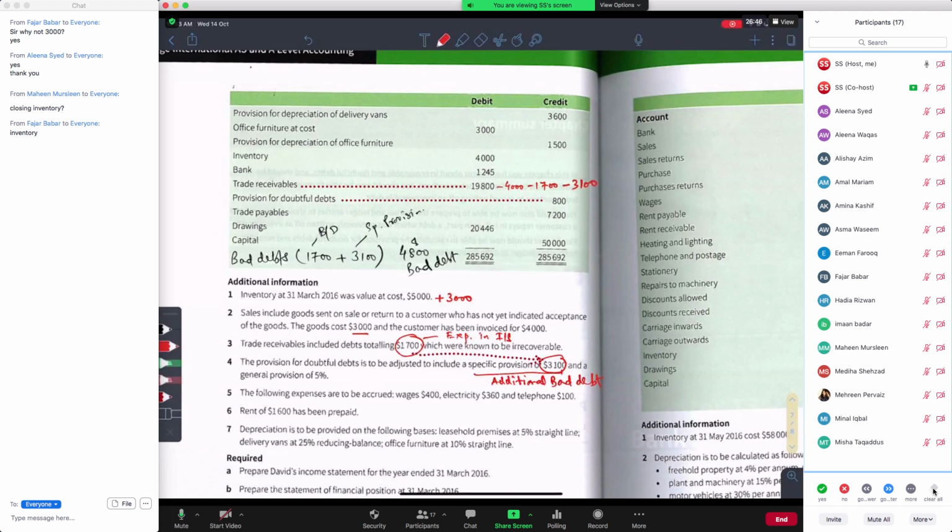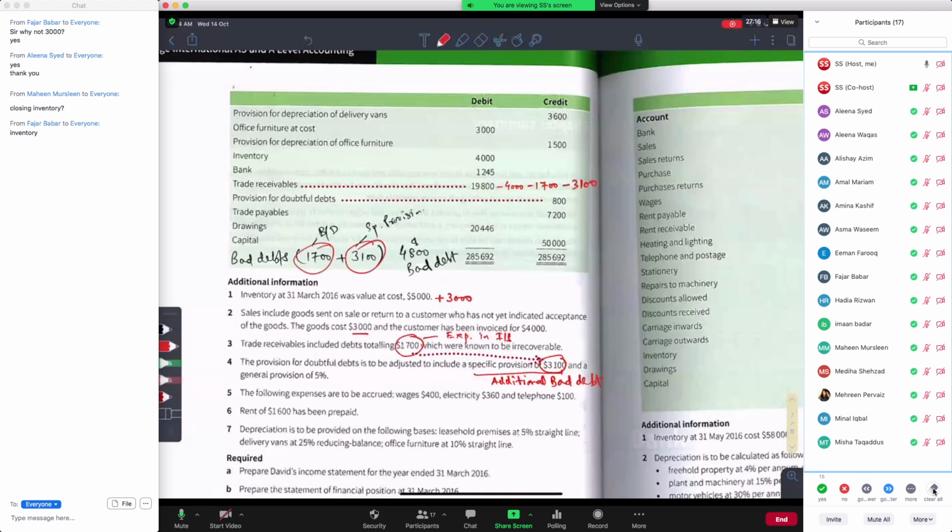So your trade receivables are going to go down, and your income statement will have an increased amount of bad debts. So we agree on the treatment for the specific provision. A specific provision and a bad debt are indistinguishable as far as accounting treatment is concerned. So give me a green check if you understand this part. Iman, Farouk, Hadia, and Misha.